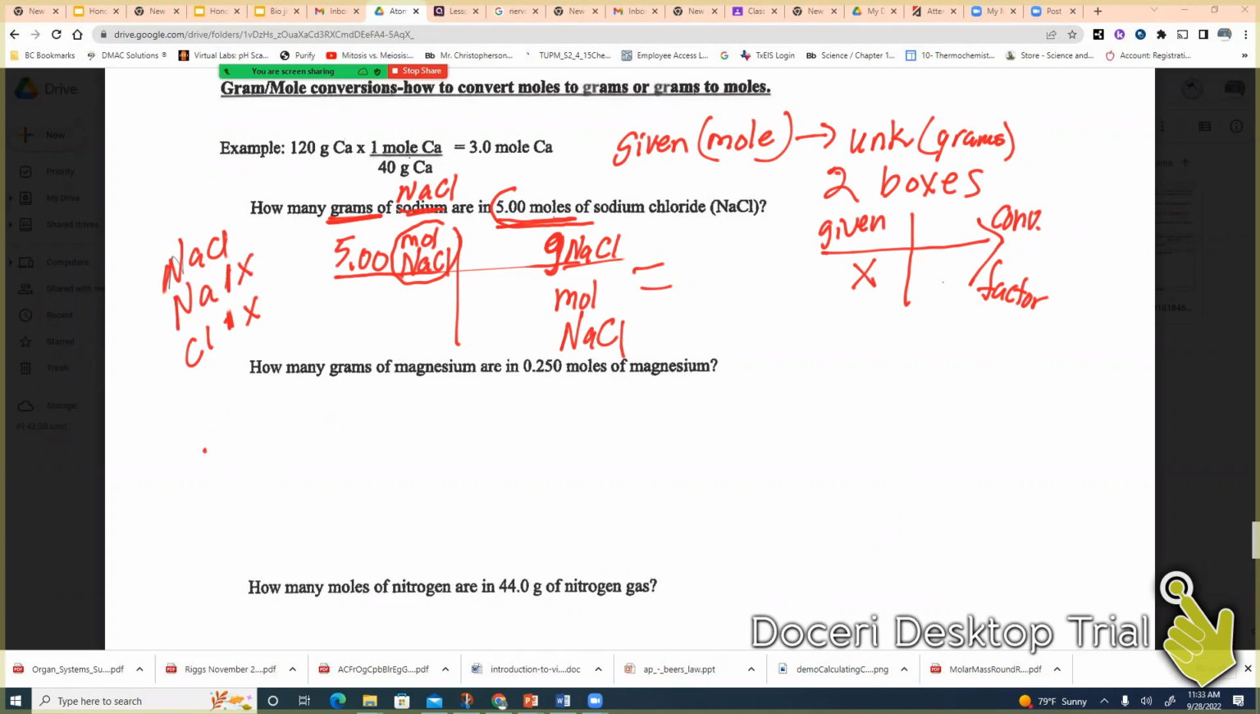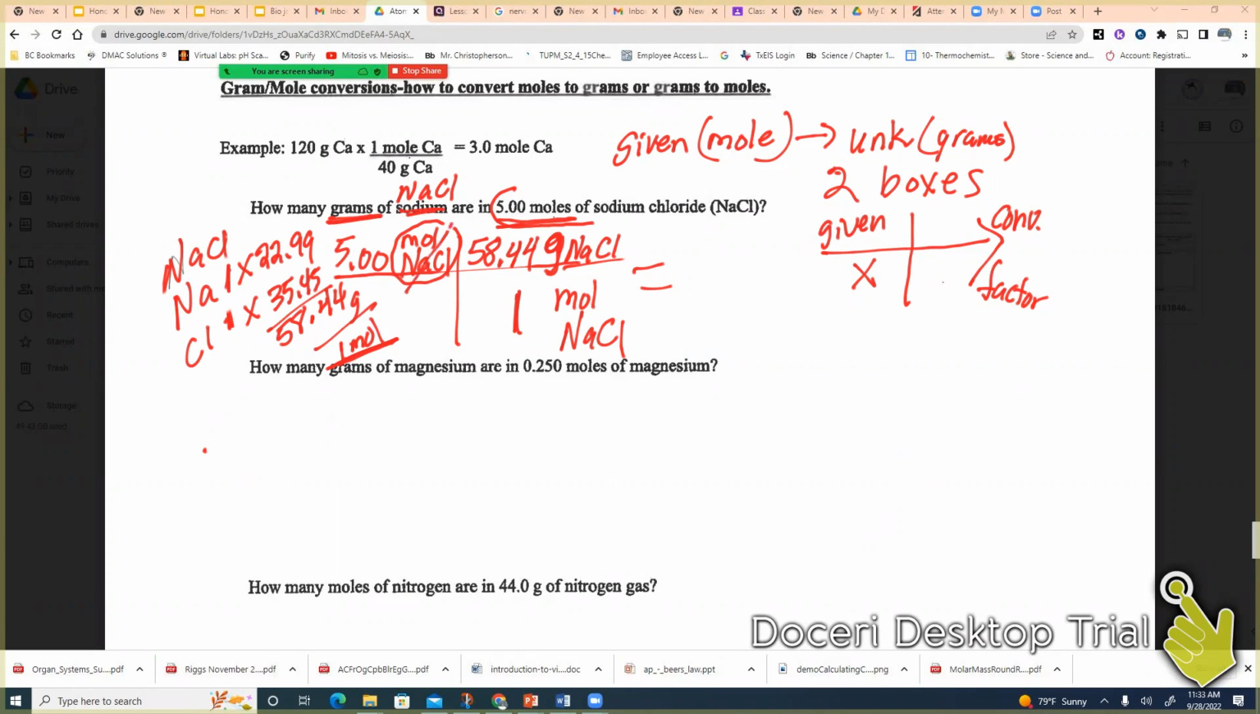Sodium, and I have 1 of that. So for sodium, what is my mass? 22.99. My chlorine, 35.45, I believe. That gives 58.44 grams per 1 mole. So that's my molar mass, and that's what's going to go in this conversion factor. Once again, the 1 stays with the moles, so it goes down here. The number, in this case 58.44, goes with the grams.